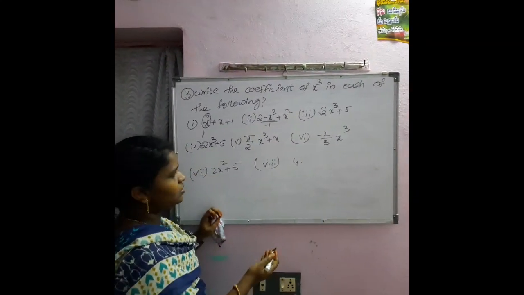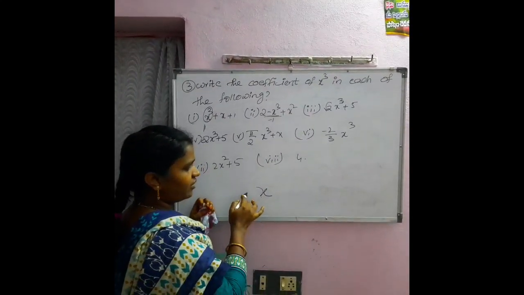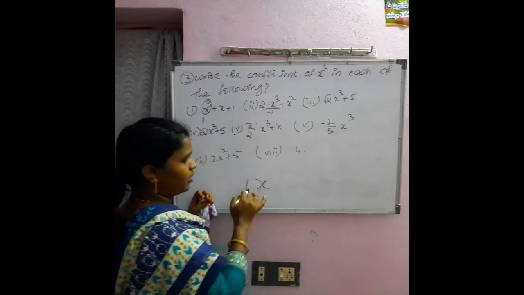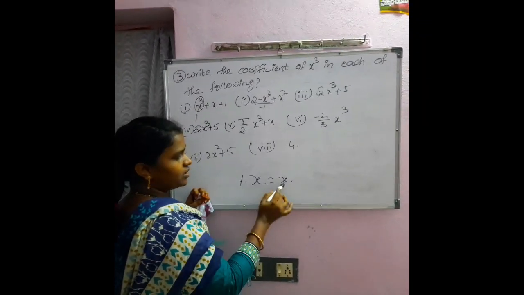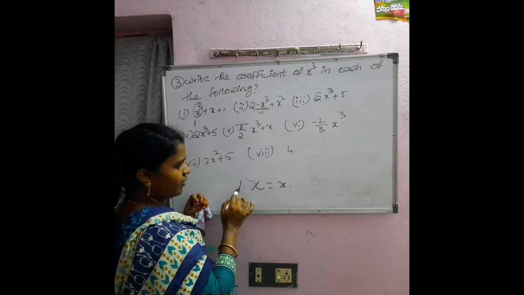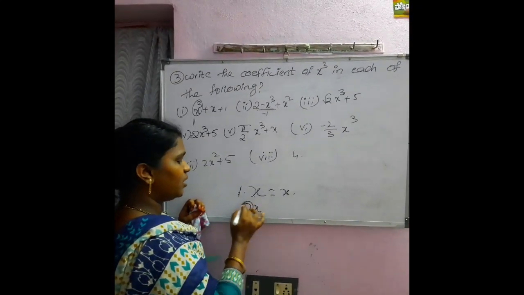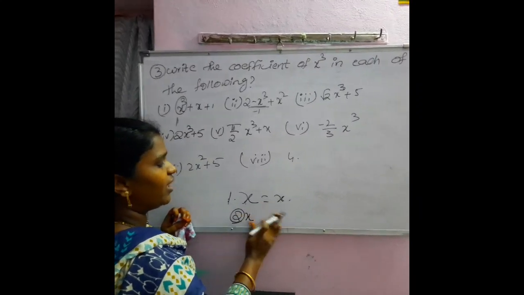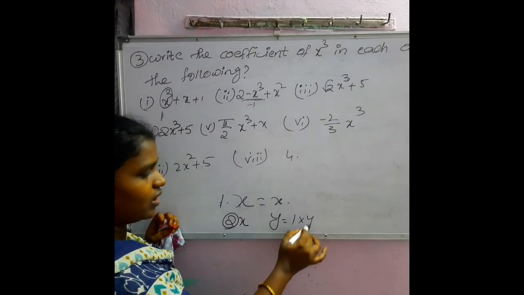If the number is not given anything, here it is x. If anything is not given in front, the coefficient will be 1, because 1 into x is x. Just 1 into x, we get it as x. So the coefficient of the value is 1. If we had taken 2x, the coefficient will be 2. If it is y, the coefficient of the variable is 1, because 1 into y we can write it as y.